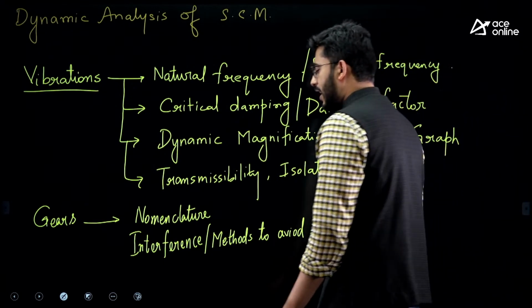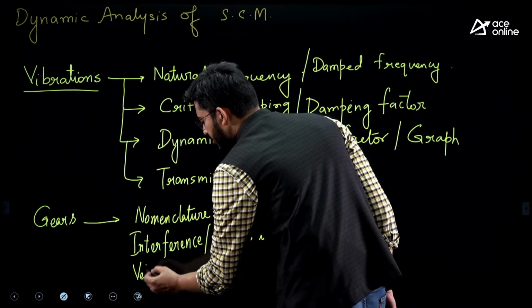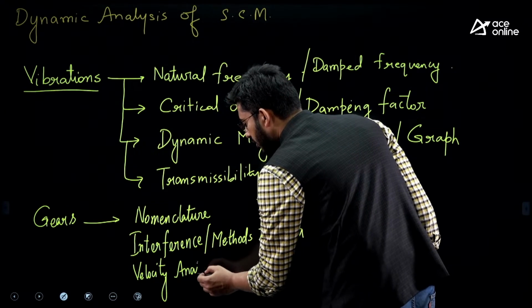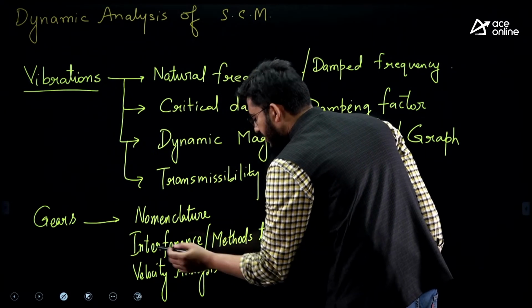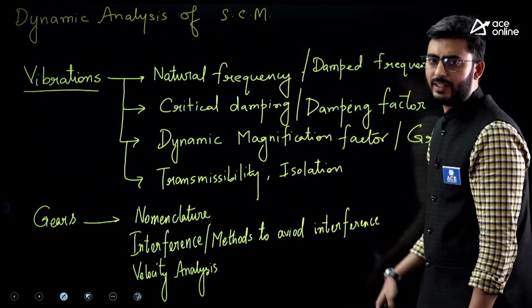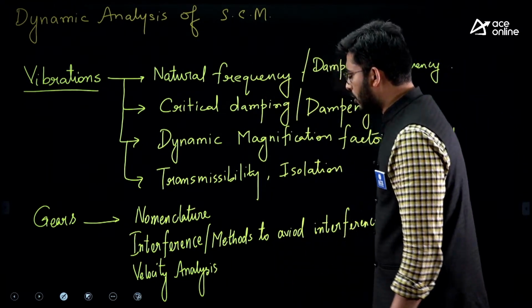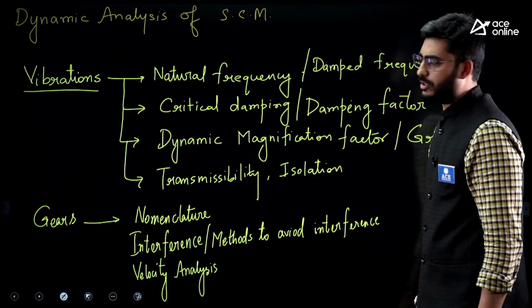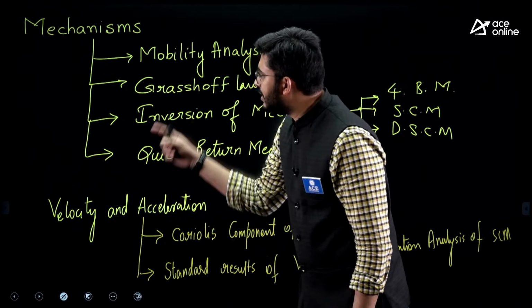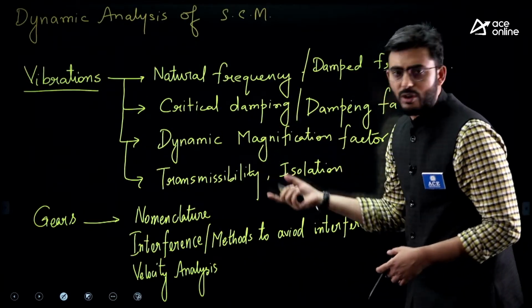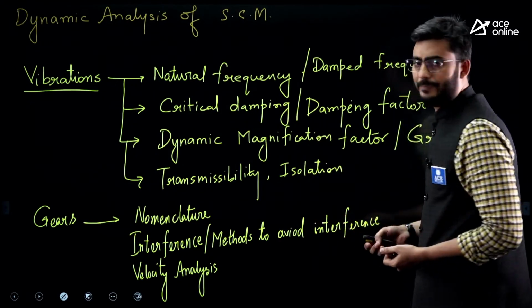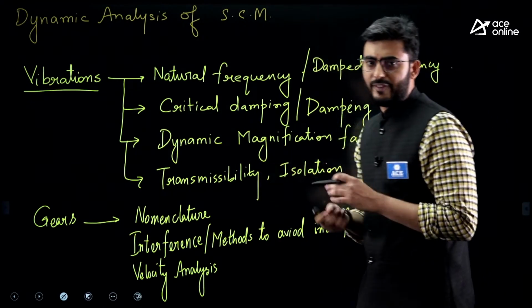And after it, guys, we have velocity analysis. That is for simple gear train, reverted gear train, epicyclic, and compound gear train. So from velocity analysis also you can expect a question. So these three are the main chapters. I mean, you can expect more number of questions from these three chapters, and these are going to consume a lot of time compared to the other 5 chapters.